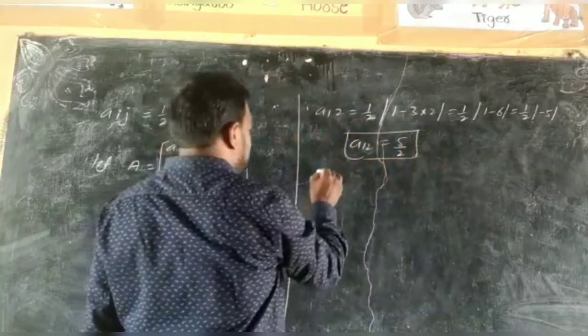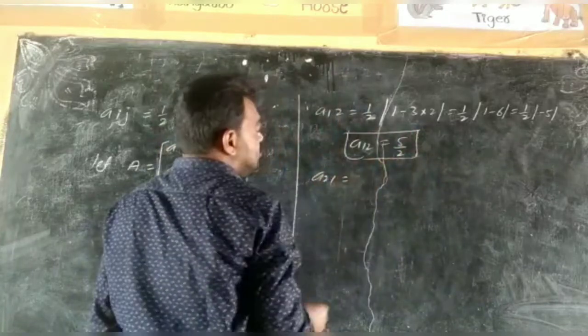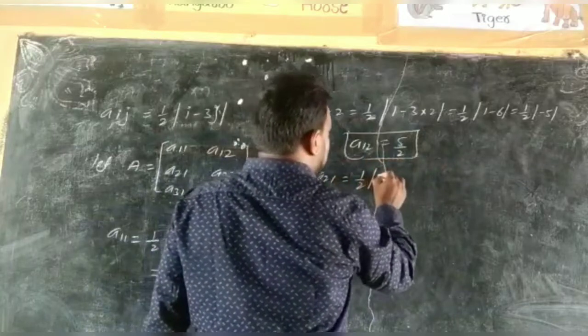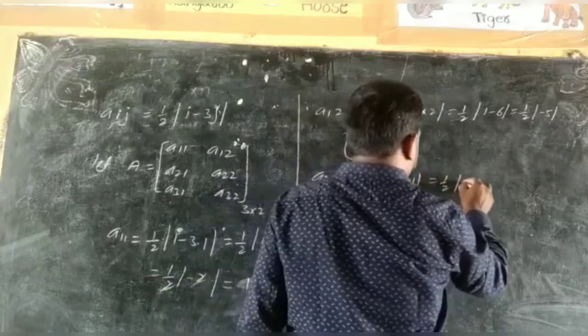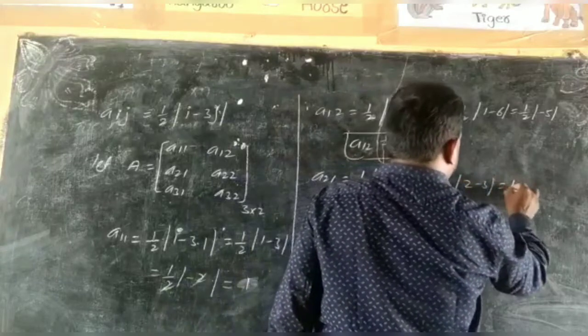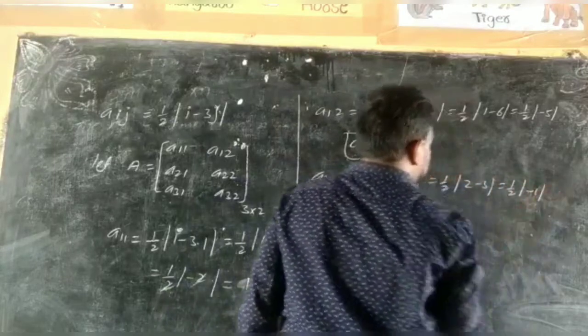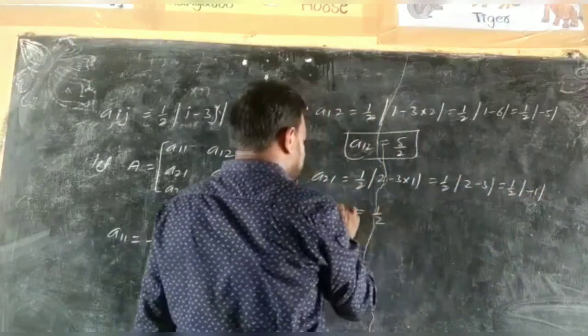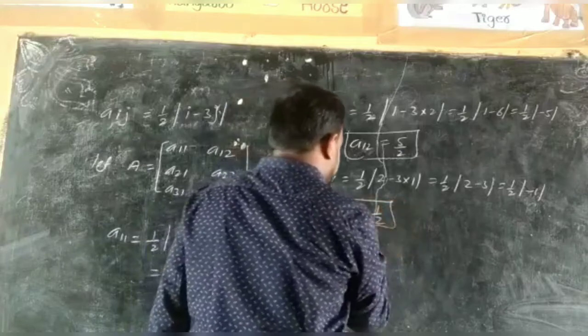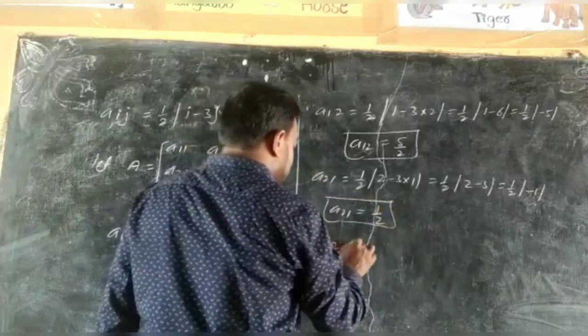Similarly, you find A21. A21 is equal to 1 by 2 into modulus of 2 minus 3 into 1. So this is equal to 1 by 2 into modulus of 2 minus 3. 1 by 2 into modulus of minus 1. Modulus of minus 1 is equal to 1. 1 into 1 by 2, 1 by 2. This is the A21 value.